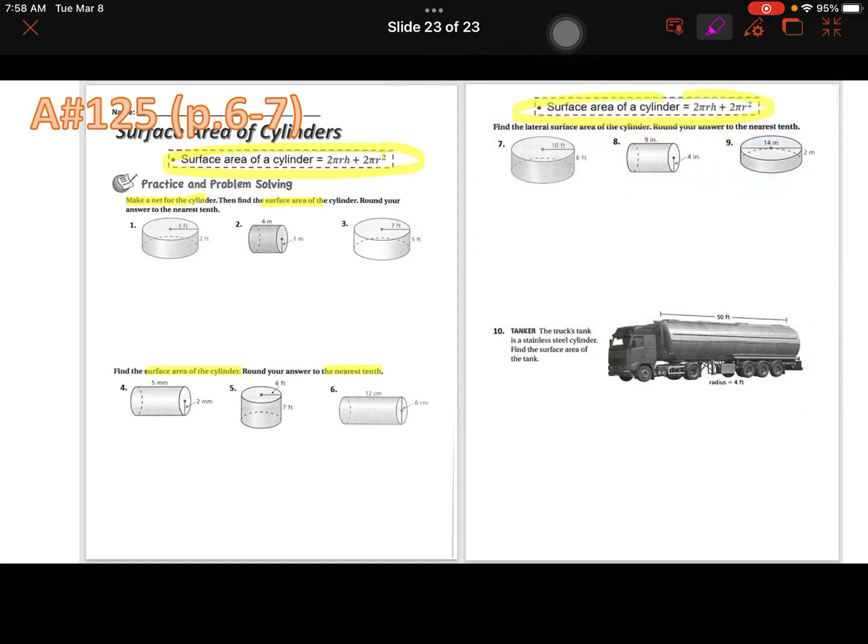Now, on the back, this is where it's important. Notice it says find the lateral surface area. So you need to be thinking about how am I going to adapt that formula so that I can figure out what surface I need.